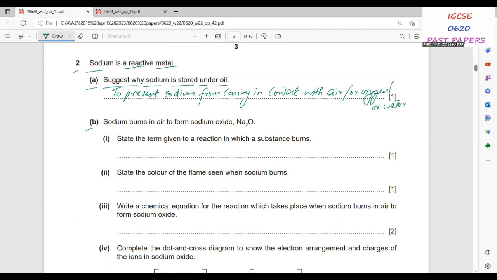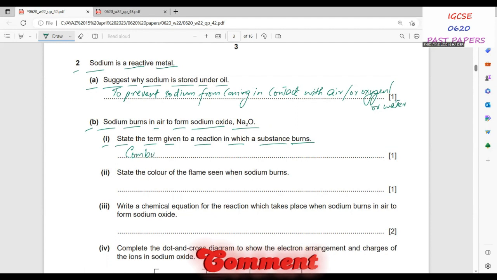B. Sodium burns in air to form sodium oxide Na2O. Number one, state the term given to a reaction in which a substance burns. Combustion. Number two, state the color of the flame seen when sodium burns. This is something which you have to learn by heart. This is yellow.